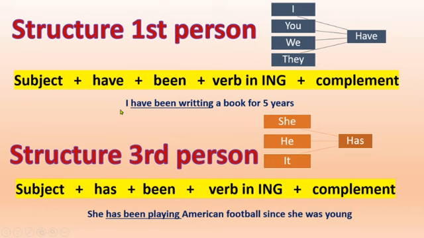Your subject, I, auxiliary have, the verb been, the verb in ing, writing, and your complement, a book for 5 years. I have been writing a book for 5 years. Now, in third person, what is the structure? The subject, she, auxiliary has, been, and the verb in ing, playing. She has been playing American football since she was young.